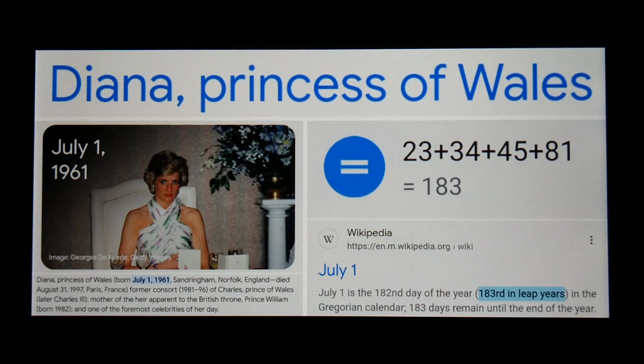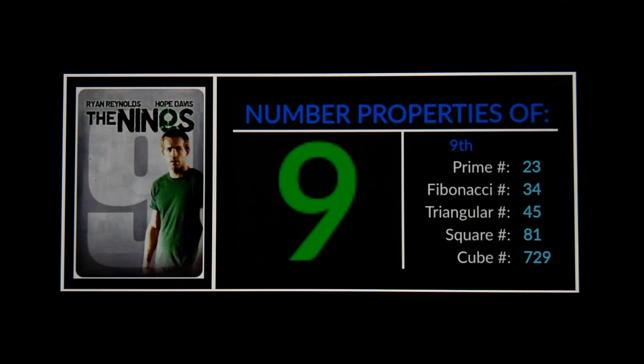And we can get this number 183 by adding the ninth prime plus the ninth Fibonacci plus the ninth triangular plus 9 squared. That equals 183. Her birthday always leaves 183 days remaining till the end of the year. And again, we got that from the nines: the ninth prime plus the ninth Fibonacci plus the ninth triangular plus 9 squared.